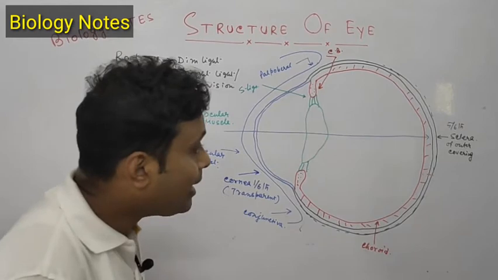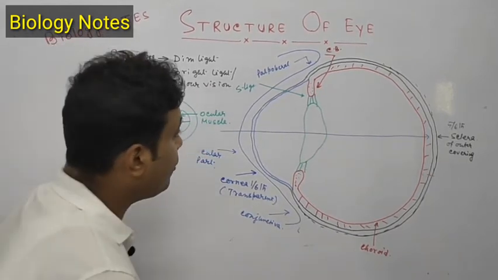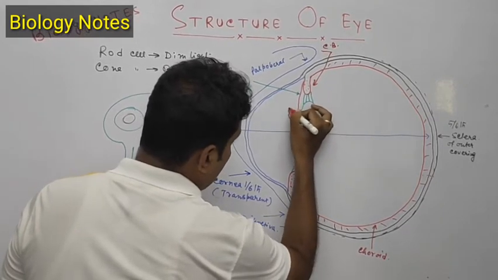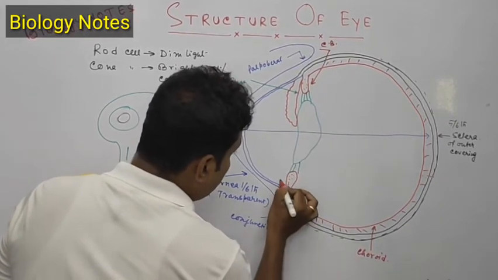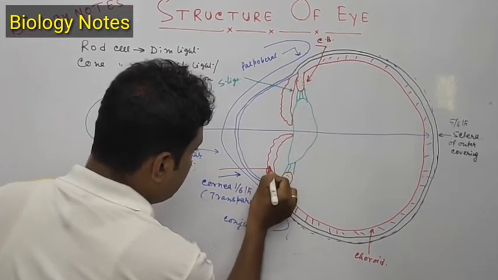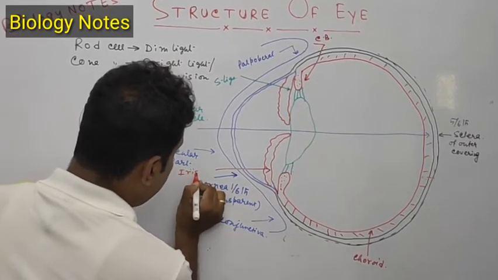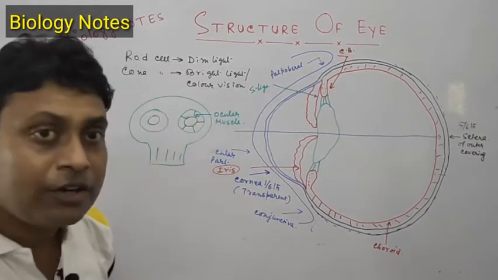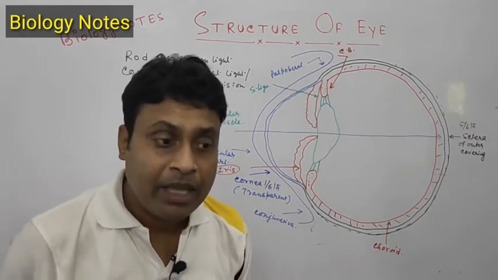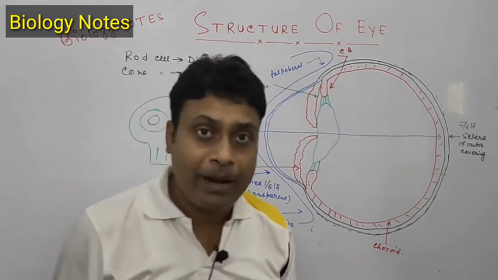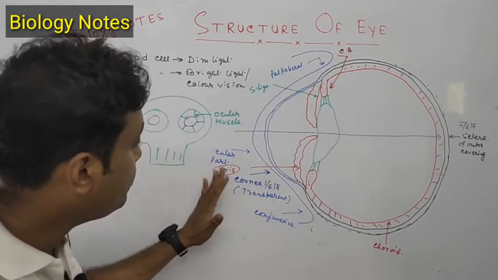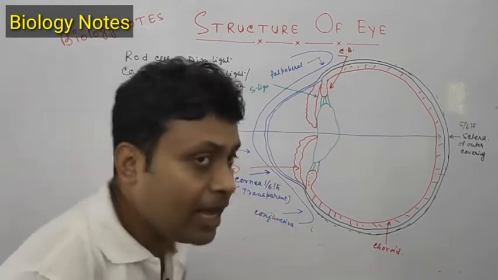Okay, and another important part which is developed from the choroid is known as iris. The iris contains different pigments, so our eyes become different colors. Mainly in Indians the eyes are black, and in other countries the eyes may be blue, and this is due to the presence of pigment inside the iris.